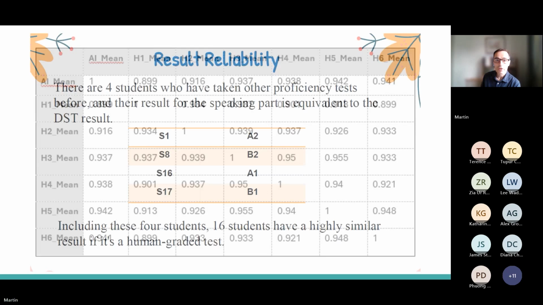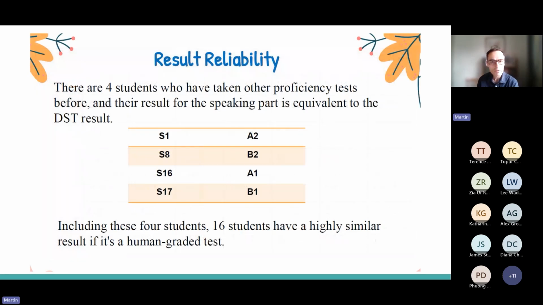And again, this was a slide from that previous partner who's been using the test with students. This is more anecdotal, because it's based on this teacher using it with 16 students, and 4 of those students had taken a recent external proficiency test. When she looked at their speaking scores in those tests, she found that they did match the scores from the DST.